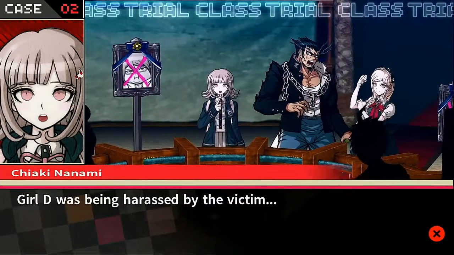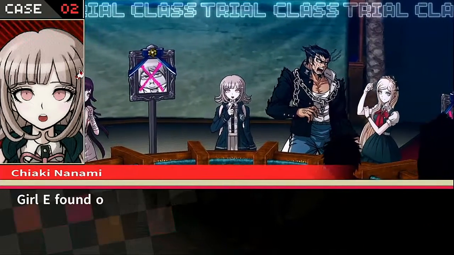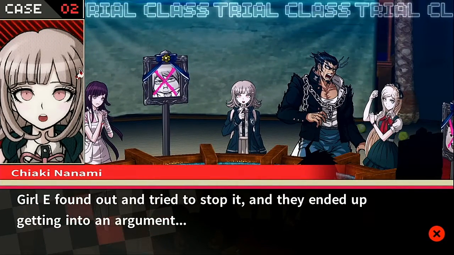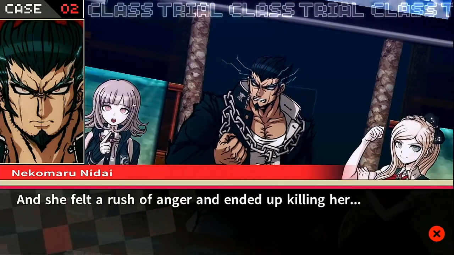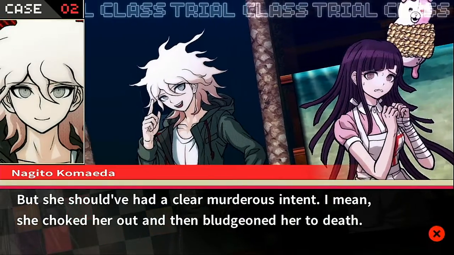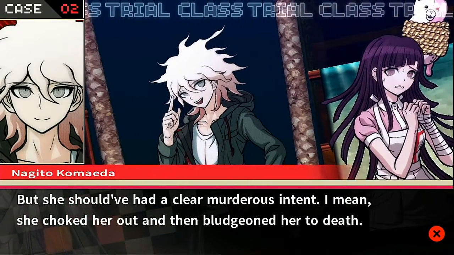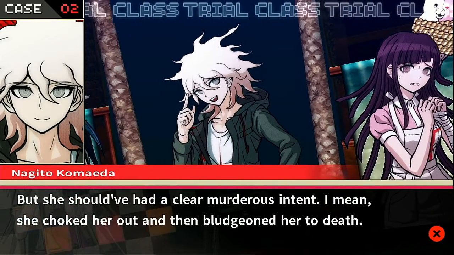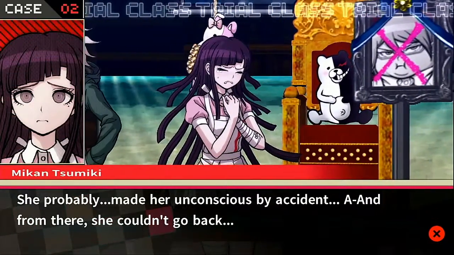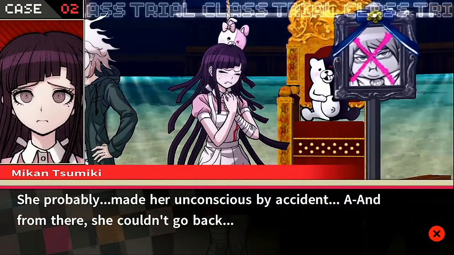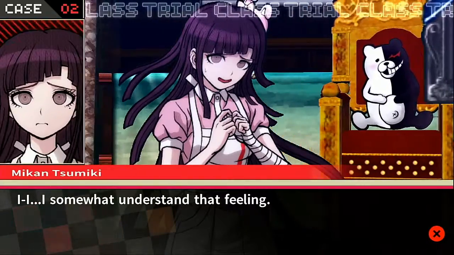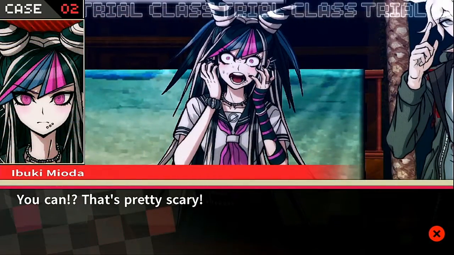Girl D was being harassed by the victim. Girl E found out and tried to stop it, and they ended up getting into an argument. And she felt a rush of anger and ended up killing her. But she should have had a clear murderous intent. I mean, she choked her out and then bludgeoned her to death. She probably made her unconscious by accident. And from there, she couldn't go back. I somewhat understand that feeling. You can? That's pretty scary.